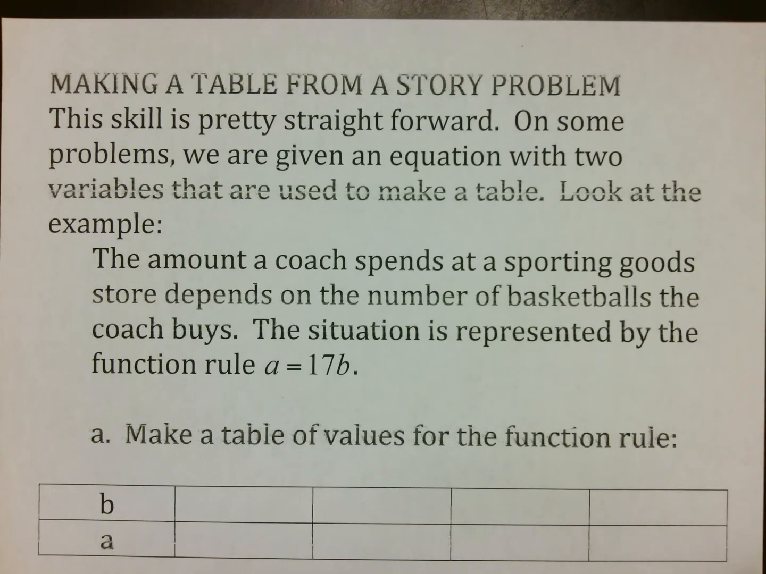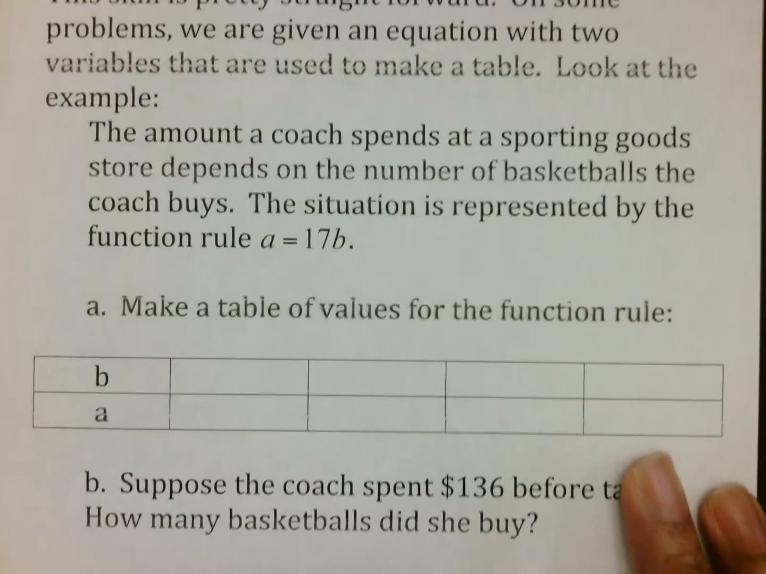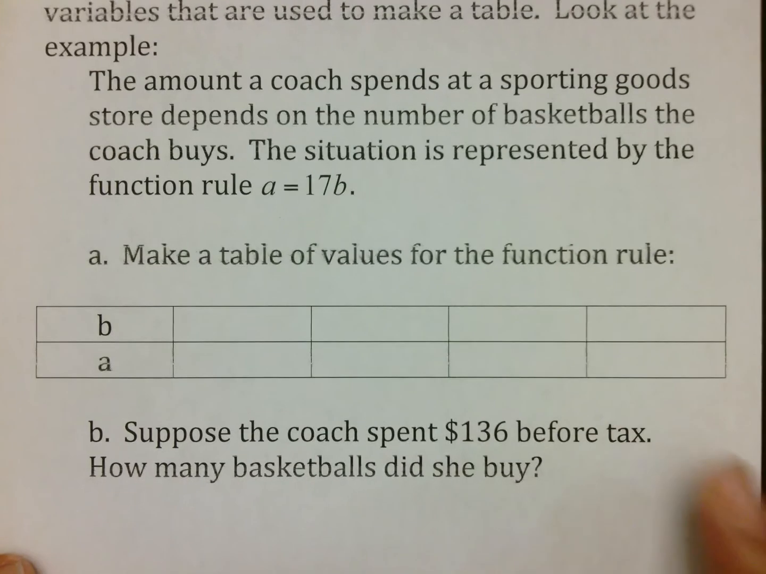Another thing you're going to be asked to do is to make a table from a story problem. The skill is pretty straightforward. In some problems, we're given an equation with two variables that are used to make a table. So look at this example real fast. It says the amount a coach spends at a sporting goods store depends on the number of basketballs the coach buys. The situation is represented by the function rule a equals 17b.